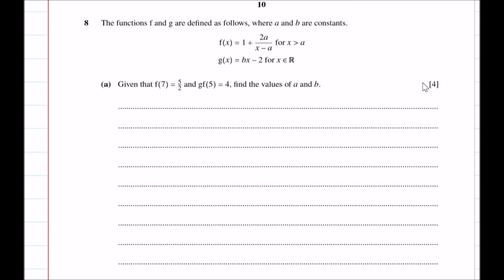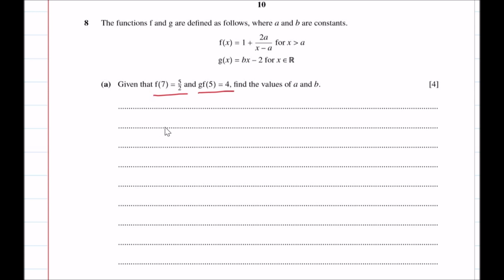The functions f and g are defined as follows, where a and b are constants. f(x) equal to 1 plus 2a by x minus a for x greater than a, and g(x) equal to bx minus 2 for x belongs to the set of real numbers. Now given that f(7) equal to 5 by 2 and gf(5) equal to 4. From these two pieces of information we have to find the values of a and b.